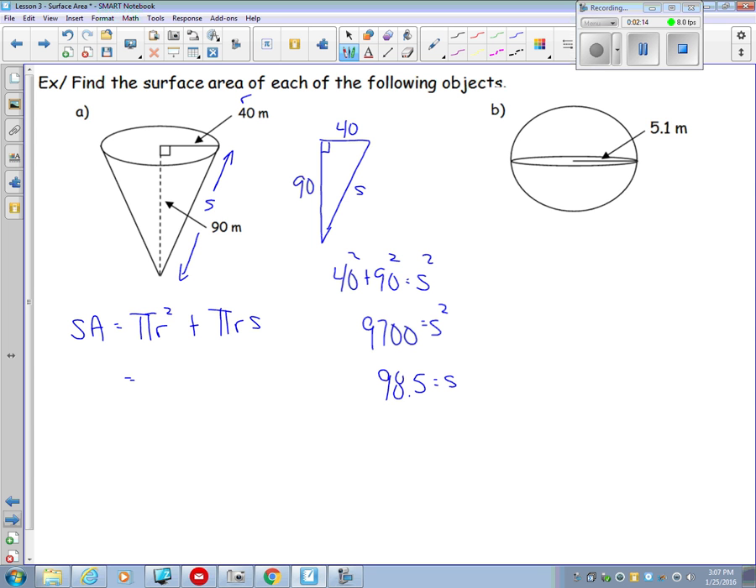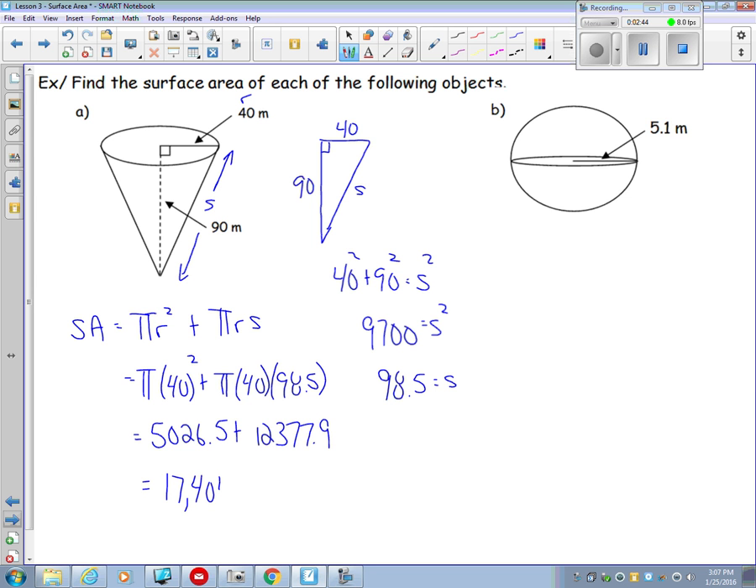Then I have the parts and pieces I can use. So I got pi times 40 squared plus pi times 40 times 98.5. You can do this in two separate parts if you want to, and then add them together afterwards, or put it all in your calculator at one time. I'm going to show you the parts just to make sure we're all on the right track with using our calculators. And the second part here is 12,377.9. And altogether, you should get a total of 17,404.4 meters squared. That's how much outside surface is visible in that cone.